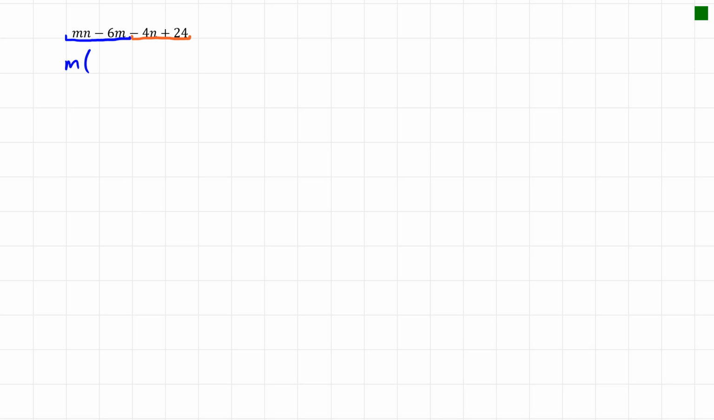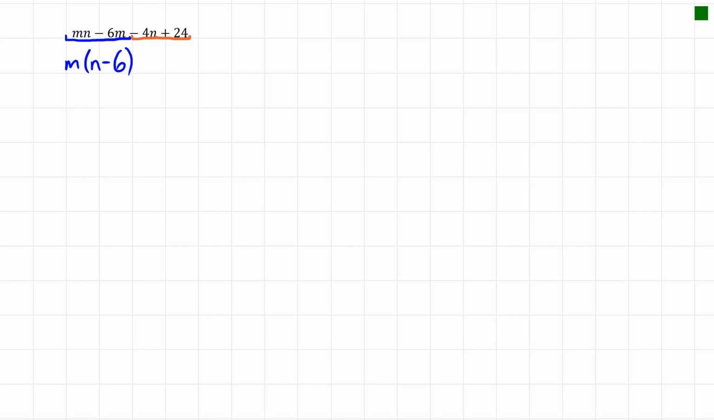So I factor an m out of the first term and I'm left with n, factor an m out of the second term and I'm left with -6. So my first pair is factored as m times n minus 6. Now in the second pair, what am I going to pull out? Well, there's a 4 in common.